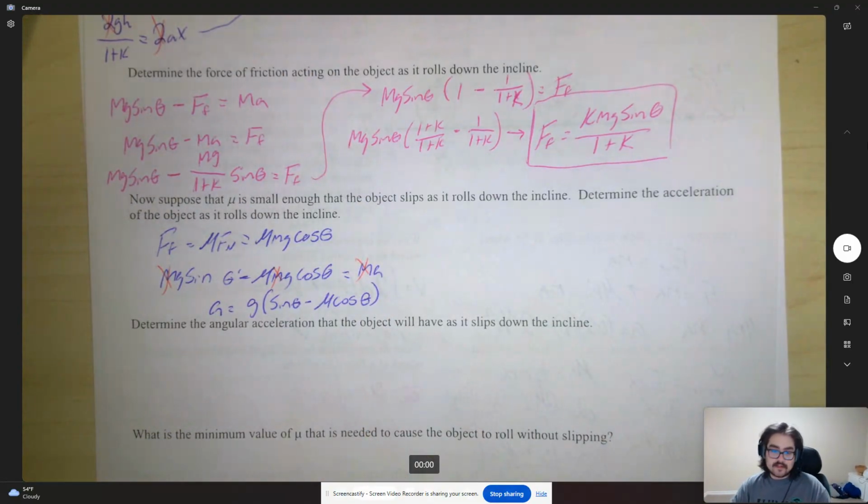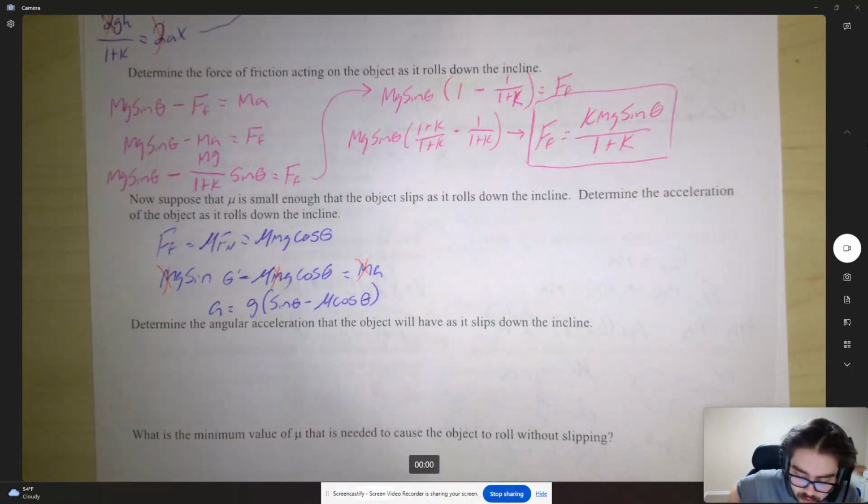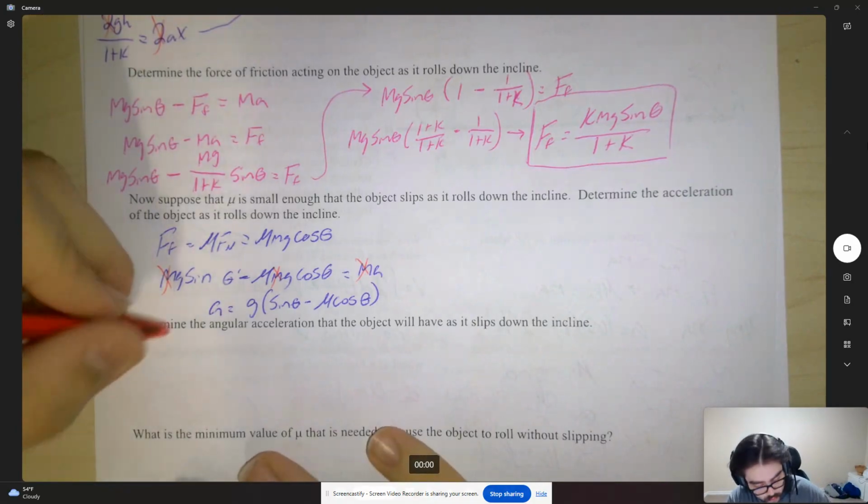Okay, and that's my acceleration. That's all I've got to do to get the acceleration. For the angular acceleration, you can divide that whole thing by r, which is fine, but instead I'm going to use a torque approach.